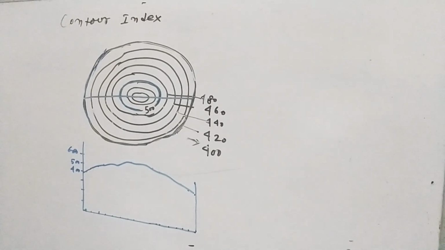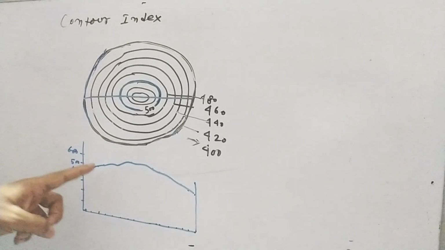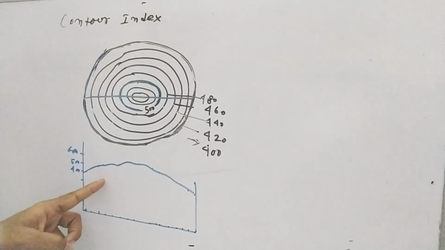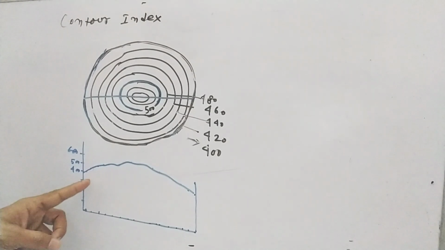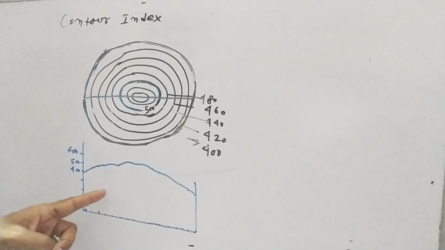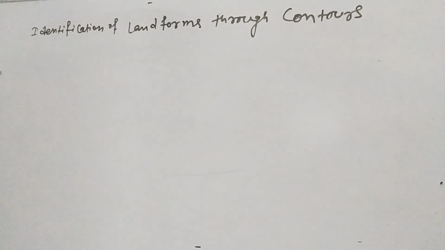Now students, with the help of these contours we can easily understand the height of the land and the steepness of the slope. So we can say that this is a very gentle slope, and obviously the shape of the land looks like a dome. Okay. So a variety of relief or physical features can be identified with the help of contours.